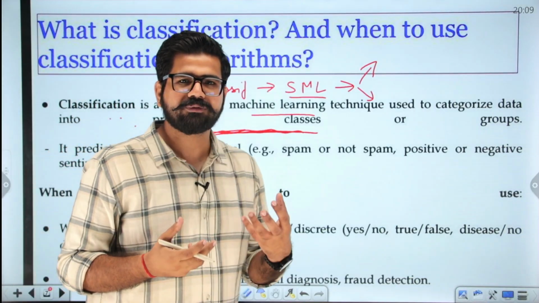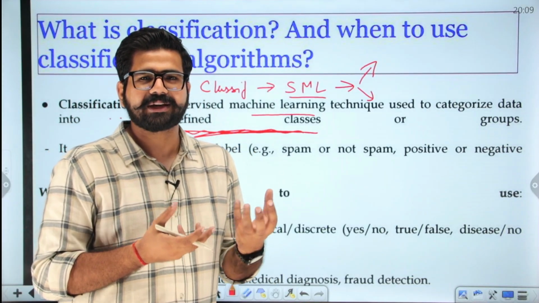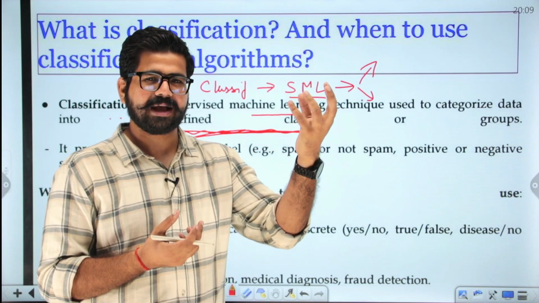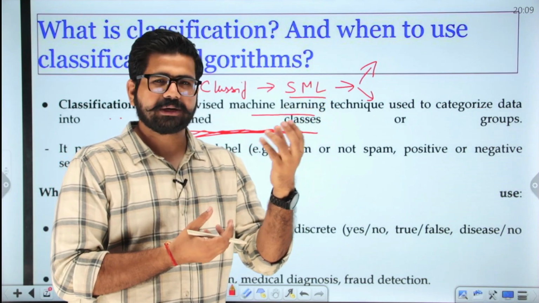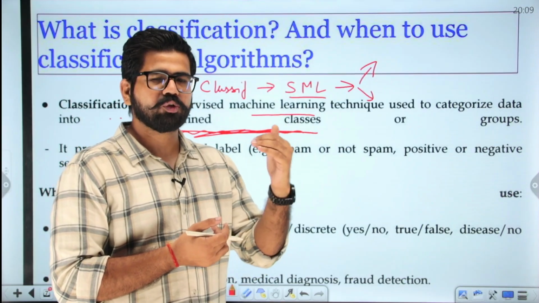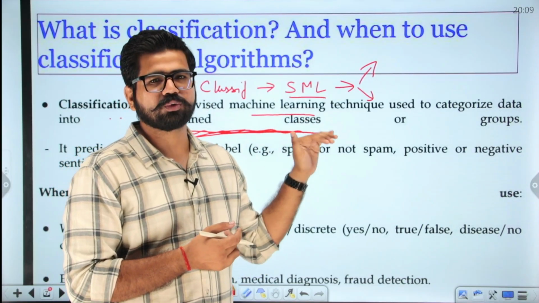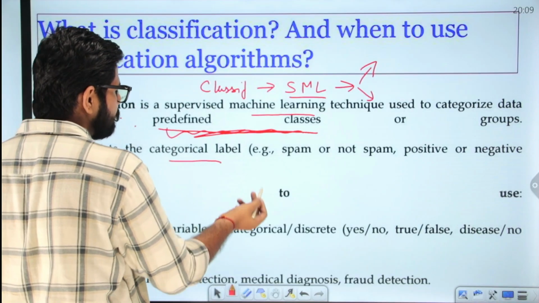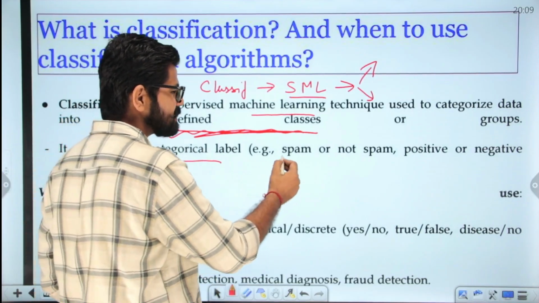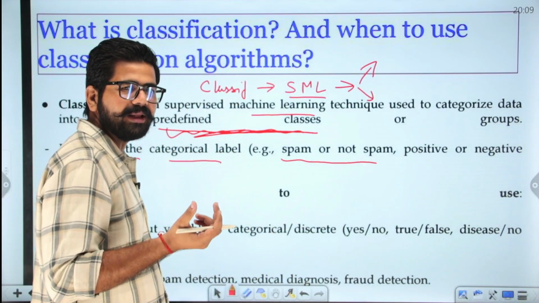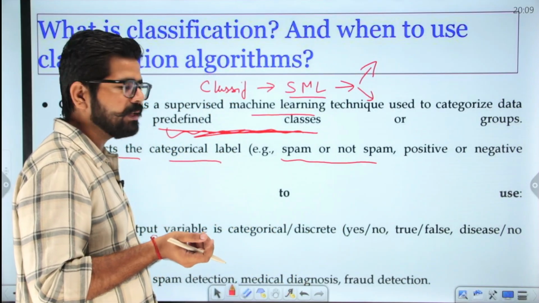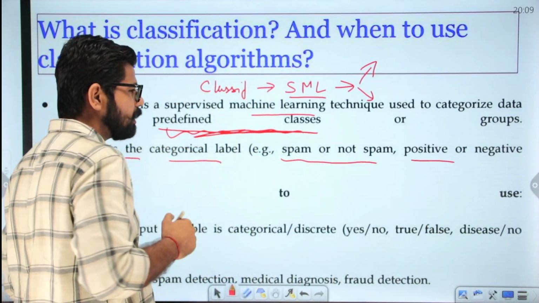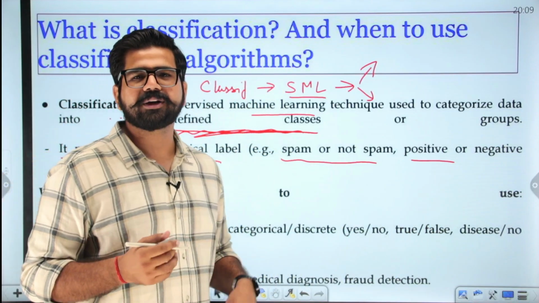For example, if you have two types of fruit, one is an orange, second one is an apple, you just classify them. That is, one is the apple class, second is the orange class. These two classes will be separated by the classification technique. This is known as a classification algo. It predicts the categorical labels. Example, spam or not spam. For example, whether your mail is a spam mail or a non-spam mail, we can consider this. Positive or negative sentiment: whenever you see sentiment analysis, it will be done this way.